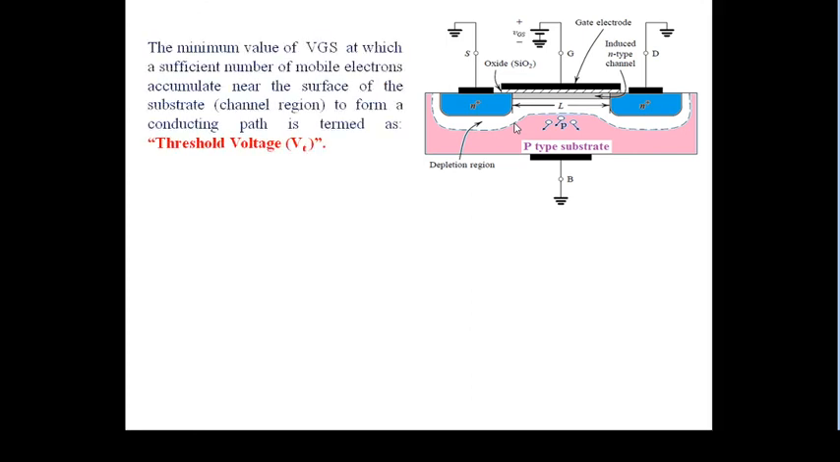Now the threshold voltage: the minimum amount of voltage that makes an inversion layer is our threshold voltage. The minimum gate-to-source voltage that forms mobile electrons near the surface of the substrate to form a conducting path is termed the threshold voltage. It is the minimum gate-to-source voltage that converts the surface of the p-type substrate to an n region. Vt is positive for NMOS and negative for PMOS.